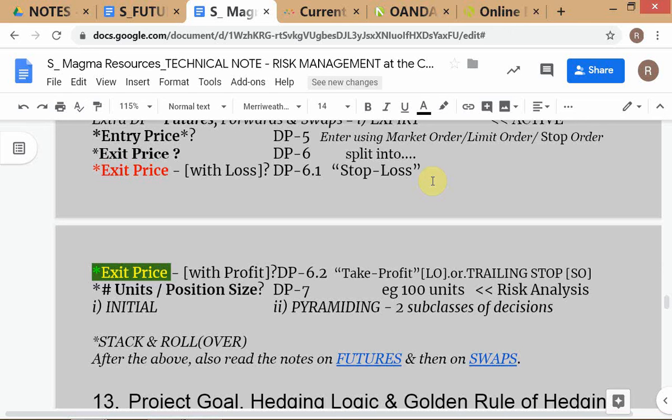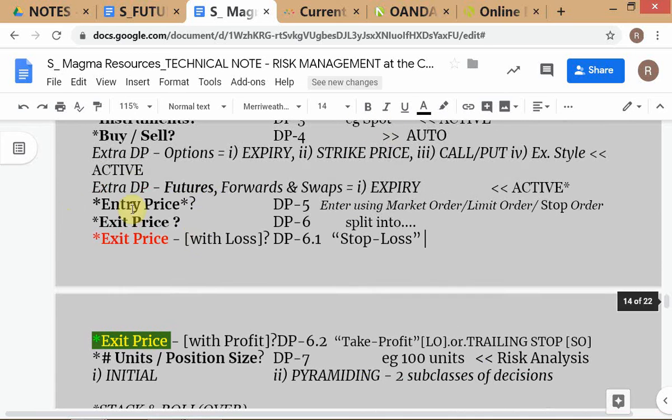Is my question clear? If you are running a static hedging program, and you also have a policy of using market orders with respect to the entry price, which means essentially that as soon as the exposure arises, it is hedged 100%. That's what we saw in the case of Infosys. 100% hedging instantaneously as soon as the exposure arises. In this case, having done this, is there any further decision to be taken with respect to exit price with loss? Yes?